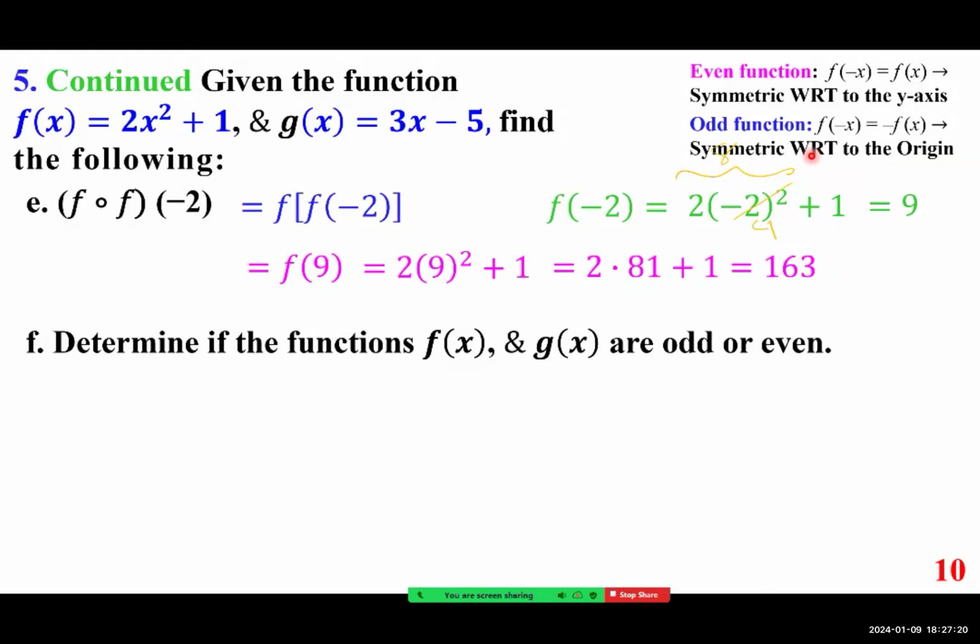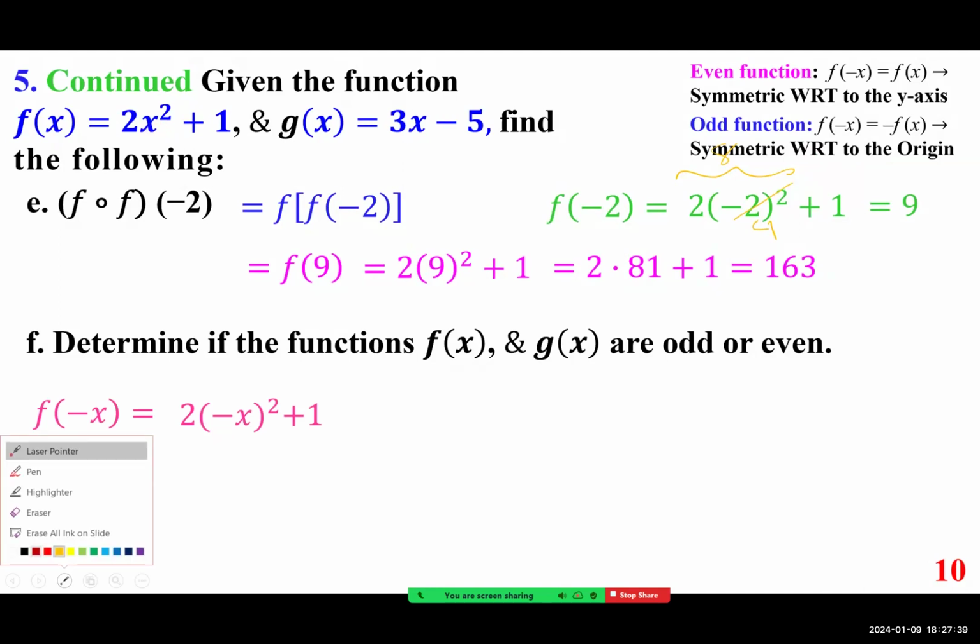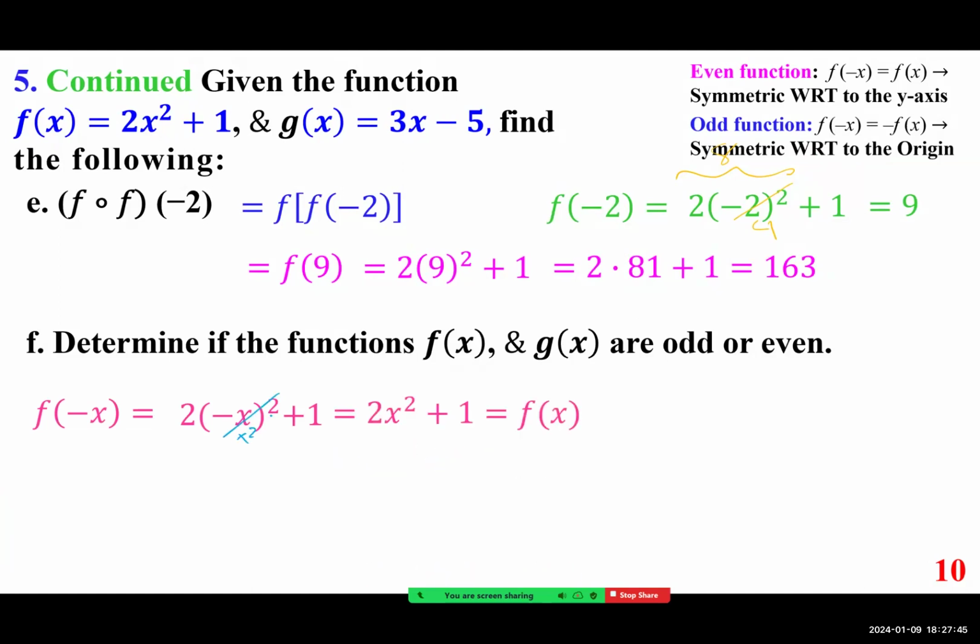WRT means with respect to. So all you have to do is evaluate f of minus x and g of minus x to see what happens. So let's start with f of minus x. Replace the x with negative x. Nothing changes because this is x squared. So it's identical to f of x. That means f of x is an even function.